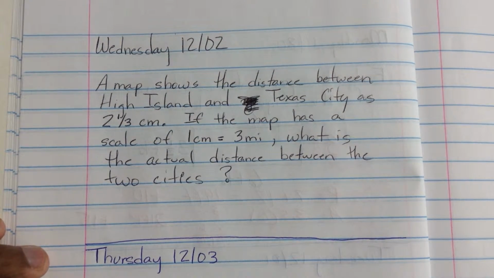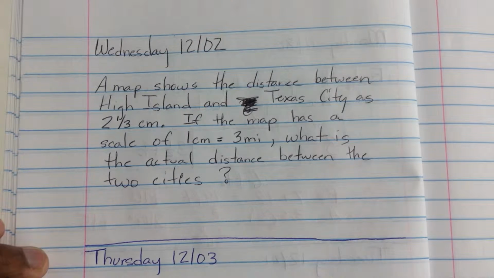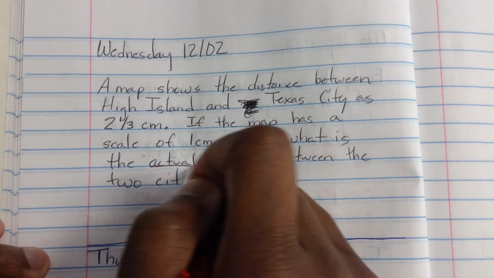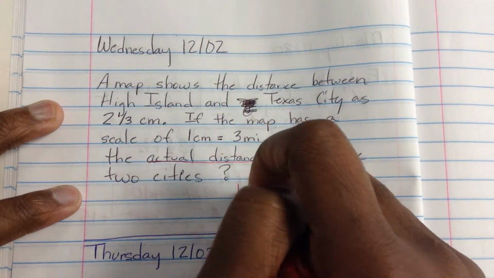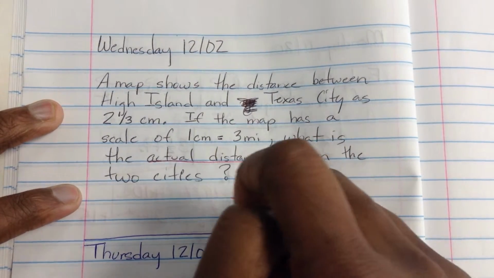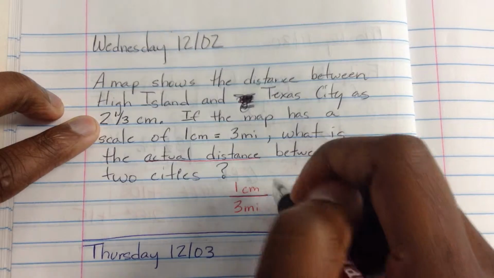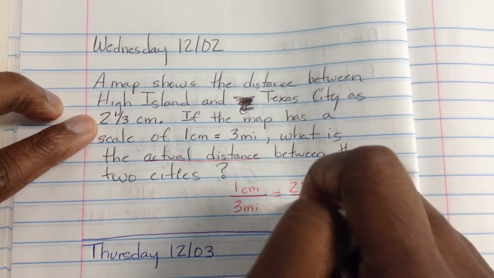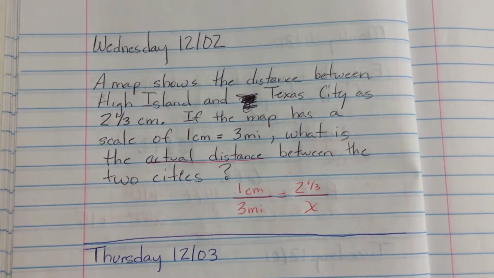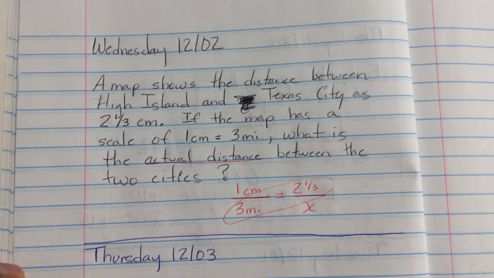A map shows the distance between High Island and Texas City as 2 1/3 centimeters. If the map has a scale of 1 centimeter equals 3 miles, what is the actual distance between the two cities? So we have a proportion of 1 centimeter to 3 miles, and we have 2 1/3 centimeters over X. So we're going to have to cross multiply 2 1/3 times 3.